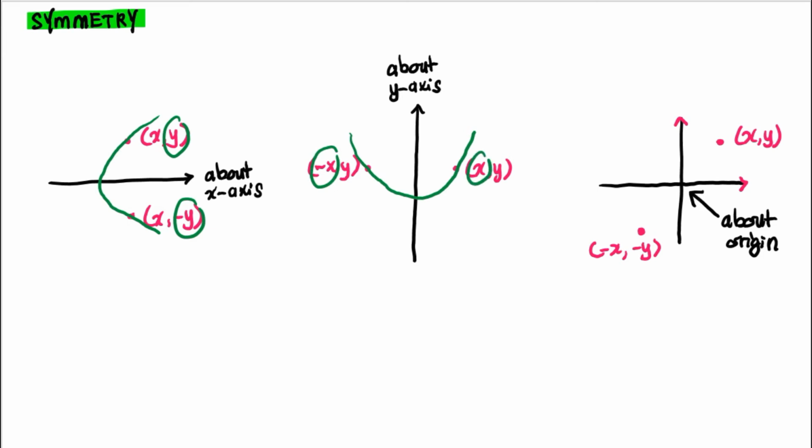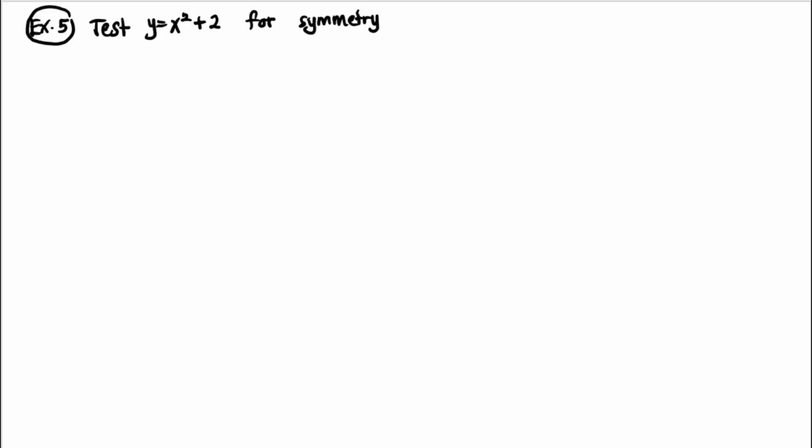And if it is symmetric about the origin, if I have (x, y), then a negative x, negative y should be there, something like this. Now we have to test for each function if they are symmetric about the x-axis, the y-axis, or the origin. So let's try example 5 here.